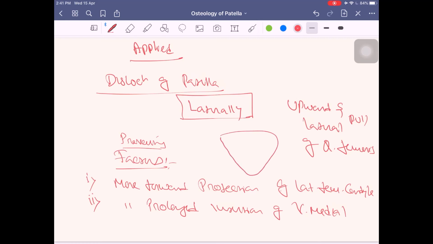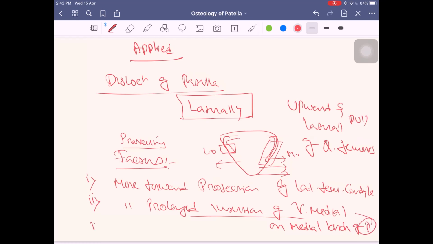If you see, remember this one, this is the medial border. Here we said this was your vastus medialis, whereas here it was the reverse. On the lateral border, the vastus lateralis was only present in the upper one-fourth, whereas the medial border will always keep it towards the medial side, thereby preventing it from going to the lateral side. So another factor is the prolonged insertion of the vastus medialis on the medial border of the patella. This also is one of the reasons.